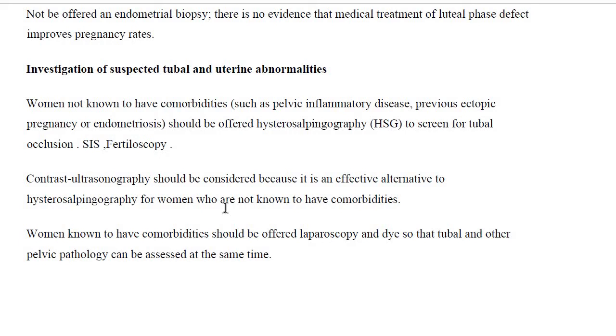We are looking into the tube, into the uterus, and at the back of the uterus to see that there are no adhesions. That is fertiloscopy. So we can do hysteroscopy, falloposcopy, and then look into the peritoneal cavity to see that there are no adhesions in the pouch of Douglas. Contrast ultrasonography should be considered because it is an effective alternative to hysterosalpingography for women who are not known to have comorbidities. Women known to have comorbidities should be offered laparoscopy and dye so that tubal and other pelvic pathology can be seen.